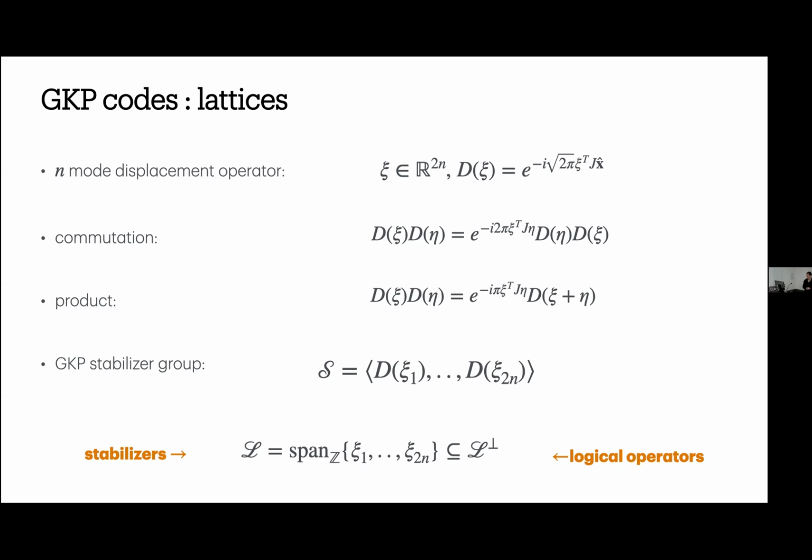And finally, importantly, to be a stabilizer group, we want the displacement operators to commute. So we want this stabilizer group S to be abelian. What this means for the lattice that labels the stabilizer group is that it needs to be what we call weakly symplectically self-dual. It needs to be contained in its own symplectic dual, where duality is defined relative to the inner product given by the symplectic matrix.